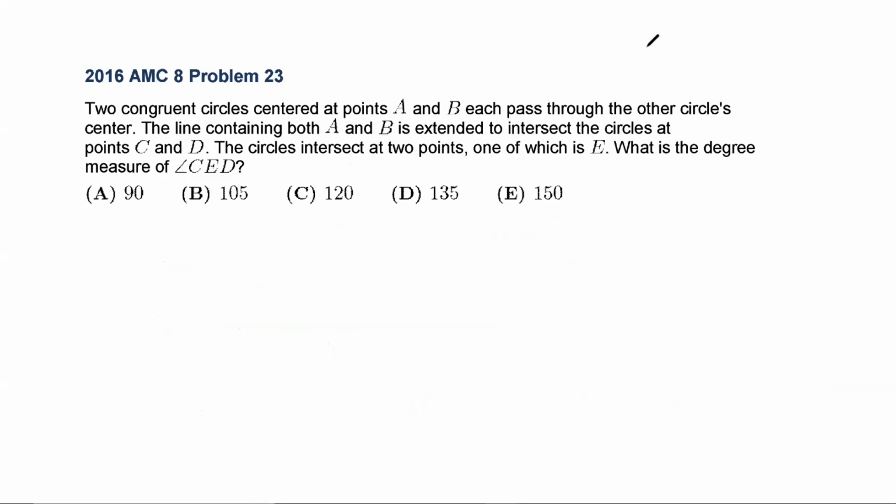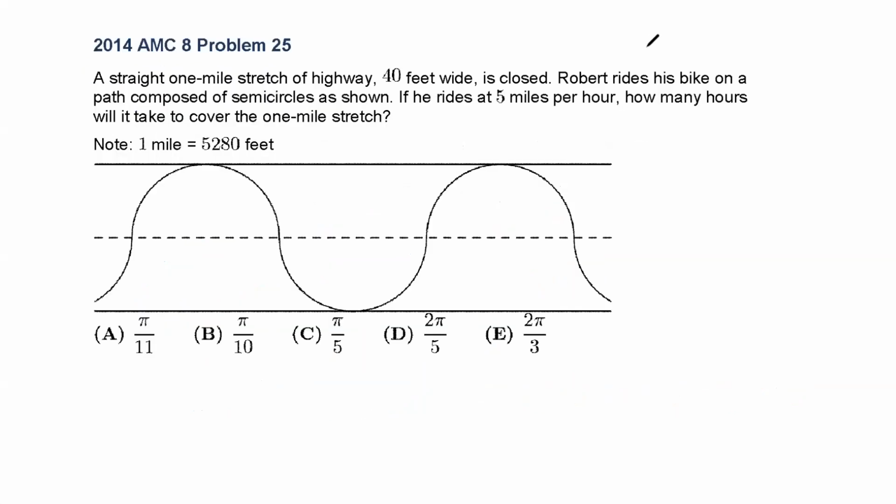Okay, so a straight 1 mile stretch of highway, 40 feet wide, is closed. Robert rides his bike on a path composed of semicircles as shown. If he rides at 5 miles per hour, how many hours will it take to cover the 1 mile stretch? Note that 1 mile is equal to 5280 feet.